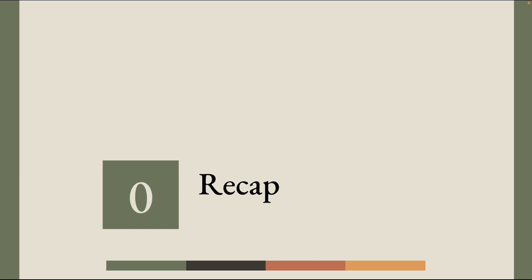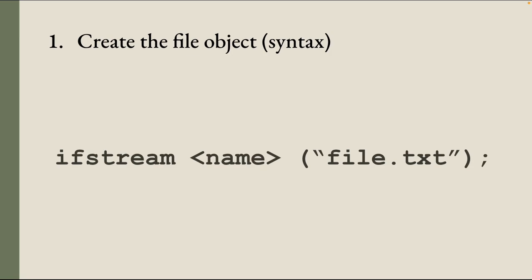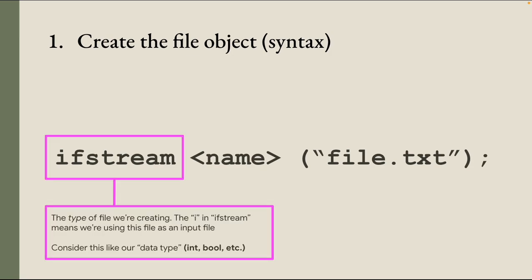All right, for the recap, this is gonna really be about input files. So remember when we created our object, with input files, we have three parts. The first part is the type. This is the type of file that we created. So I always have to have IF string, which stands for input file string. This means I'm about to read some input from a file.